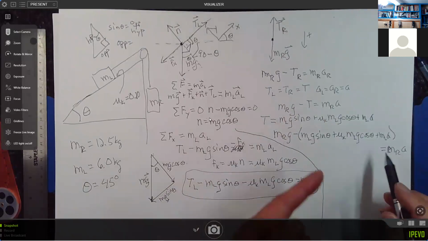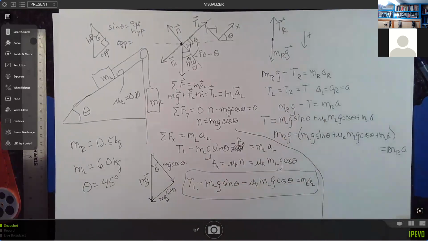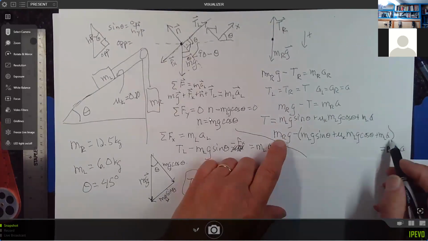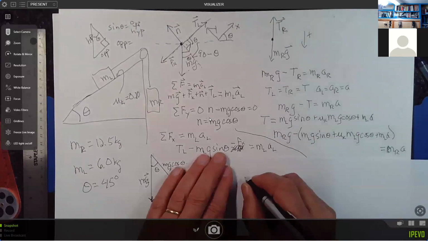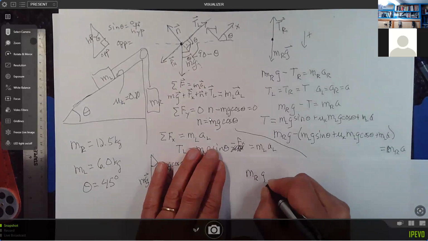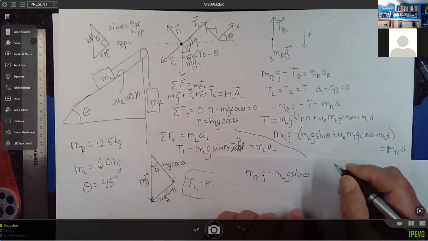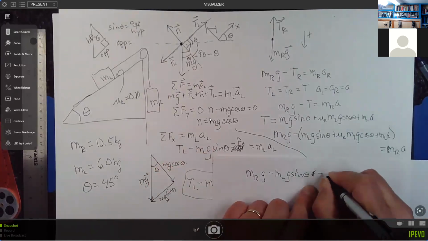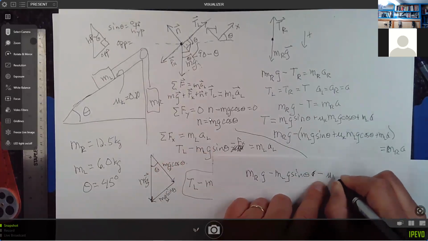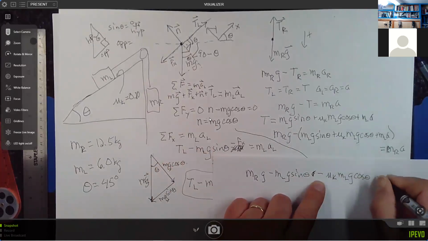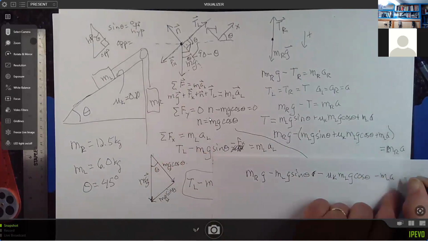Oh boy. Okay, well, I'll get rid of the parentheses. I'm going to get a fresh sheet of paper. Distribute the minus sign through. That turns every term in here negative. So m sub r g minus m sub l g sine theta, minus mu sub k m sub l g cos theta, minus m sub l a equals m sub r a.